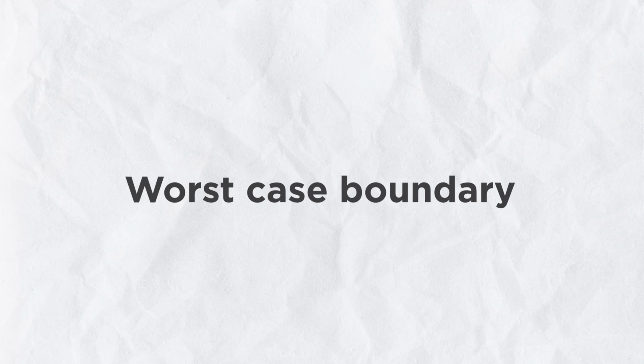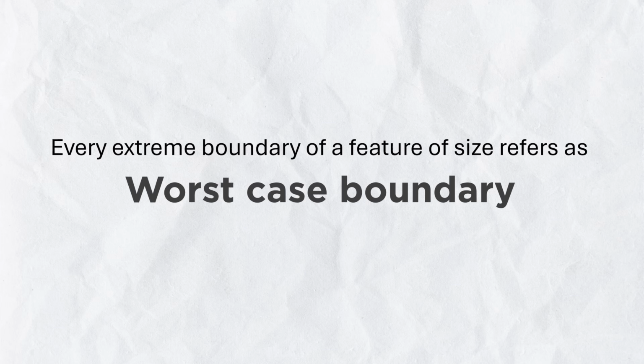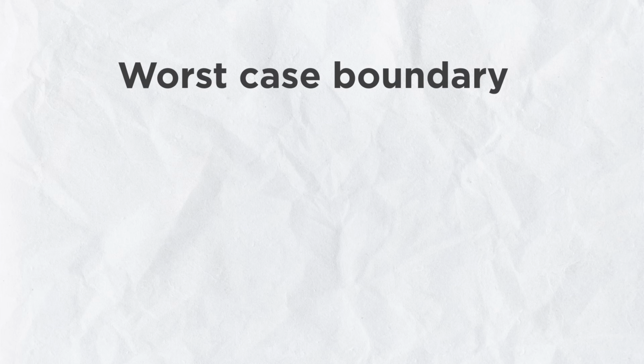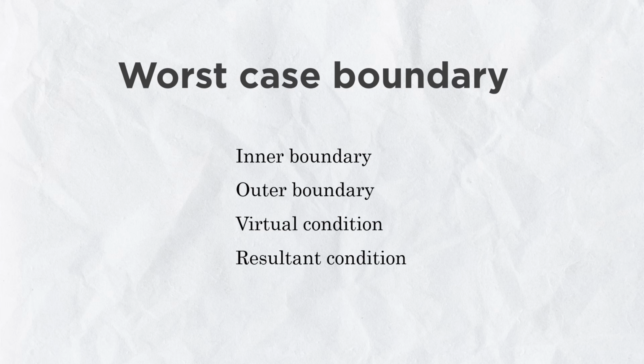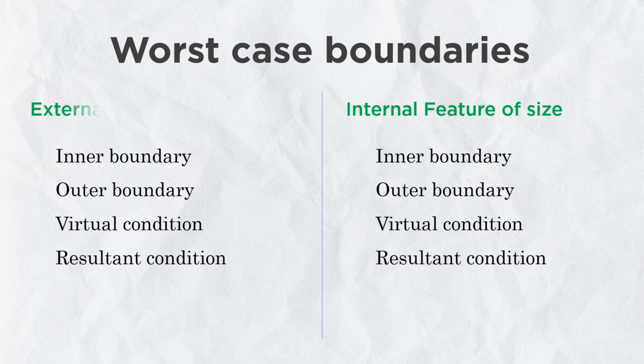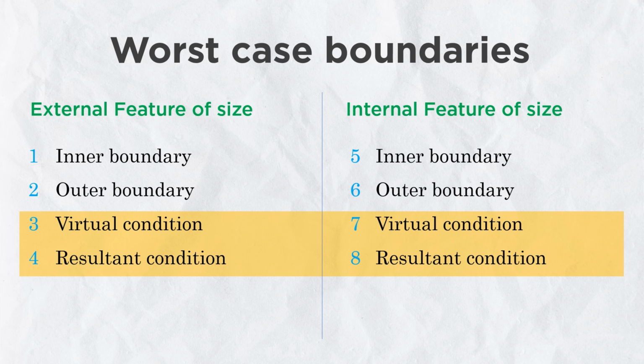But worst case boundary is a very general term. Every extreme boundary of a feature of size is referred to as a worst case boundary. So to make things clear, we break down worst case boundary into four specific terms: inner boundary, outer boundary, virtual condition and resultant condition for both internal and external feature of size. So this gives us a total of 8 boundaries: 4 boundary conditions for external feature of size and 4 boundary conditions for internal feature of size. However, virtual condition and resultant condition are applied at MMC and LMC.